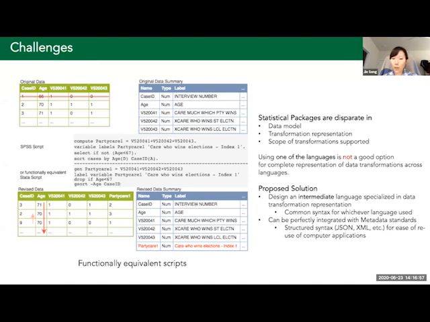Based on this information, we decided that using one of the languages currently available to users is not a good option to make a complete representation of data transformations across languages. So we are proposing to create something new, an intermediate language specialized in data transformation representation, so there's a common syntax for whichever language is actually used. The source language, which is the actual statistical language used, can be translated into this new intermediate language, and the intermediate language will be perfectly integrated with the metadata standards. We choose to use the JSON standard or the XML standard for ease of reuse by computer applications, as they are readable by computers.